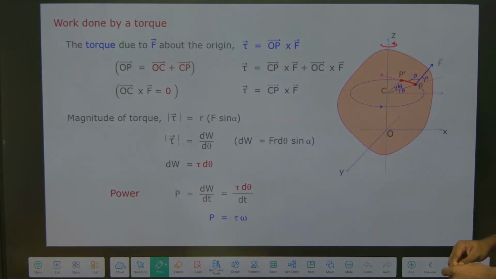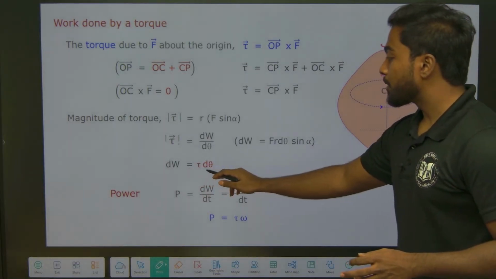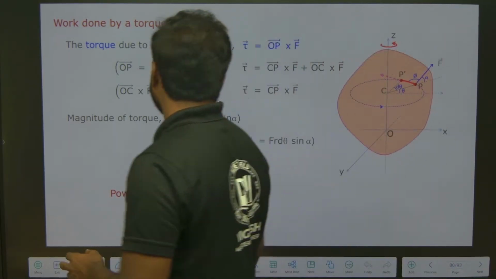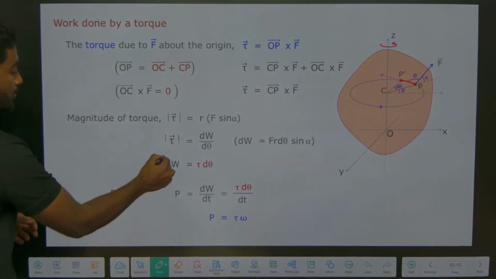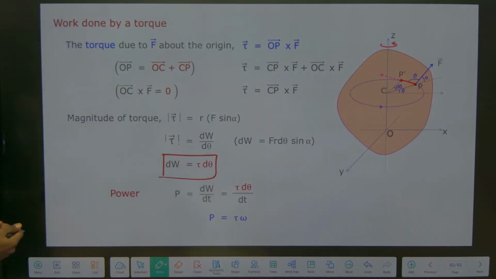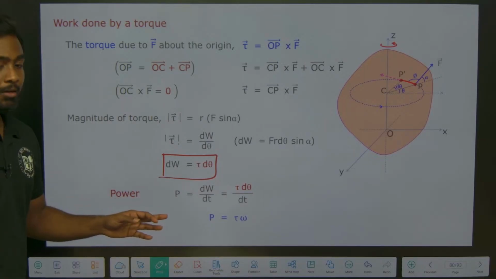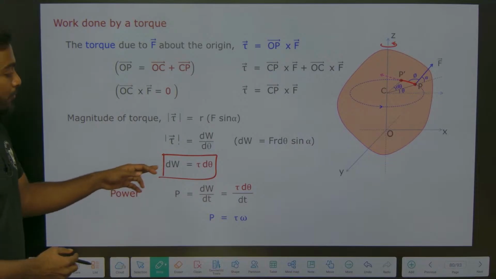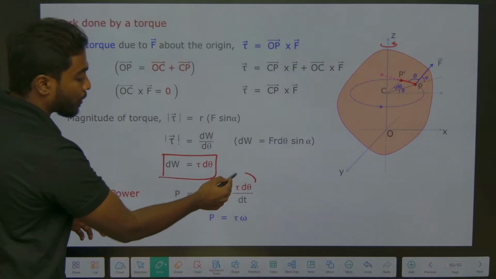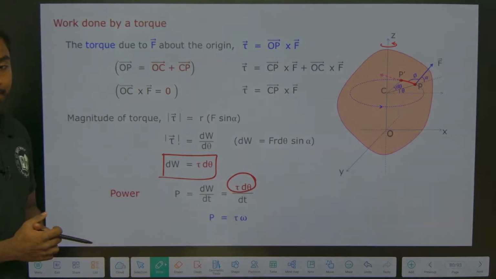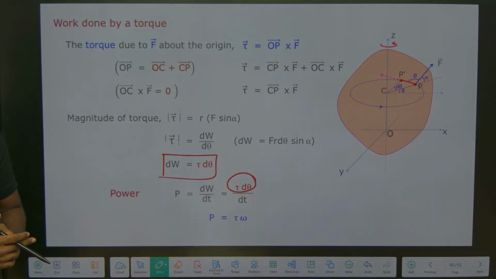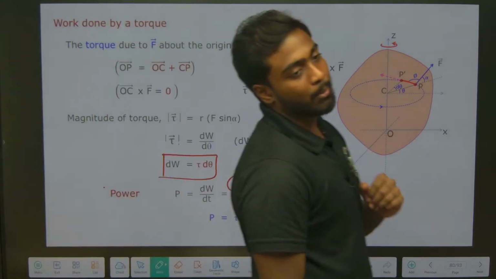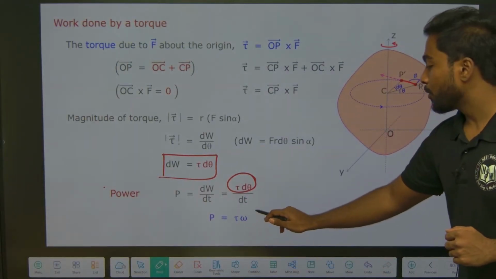So the work done by torque is dw equals tau into d theta. In the previous slide we have seen this. Now we know that power is work done by time, or energy by time. So the work done formula is tau into d theta, and tau into d theta by dt is not the work, it's the power. So power is equal to tau into omega.